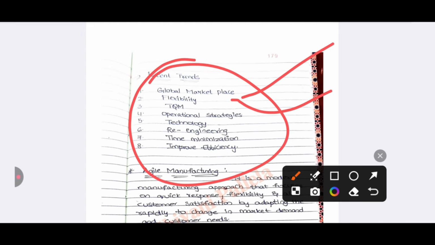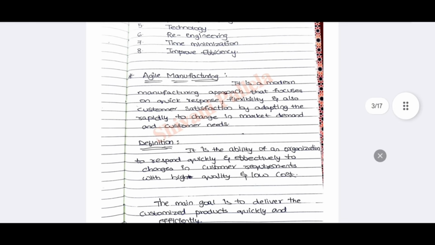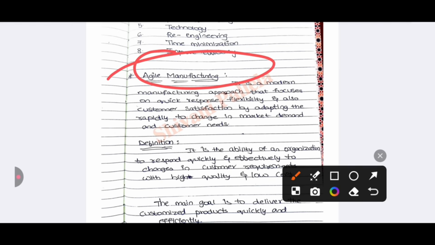Okay, flexibility will be there, total quality management will be there, operation strategies can be achieved, technology is being used, re-engineering has been done. There are different things like that. In the long explanation I have already clearly given the detailed explanation. Here we are doing just a last minute revision, so that's why I am discussing like this. Clear?